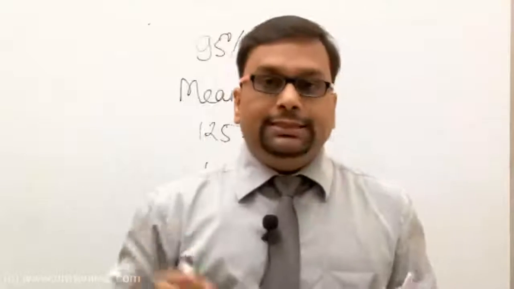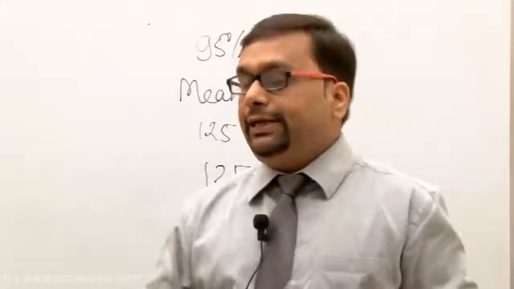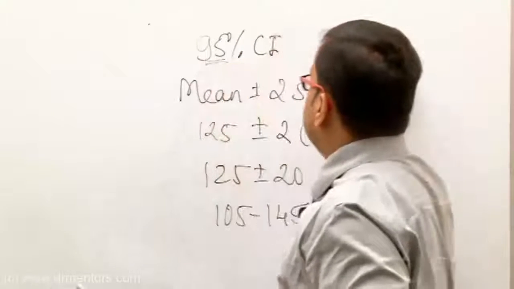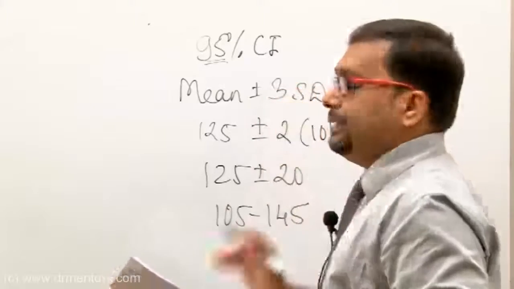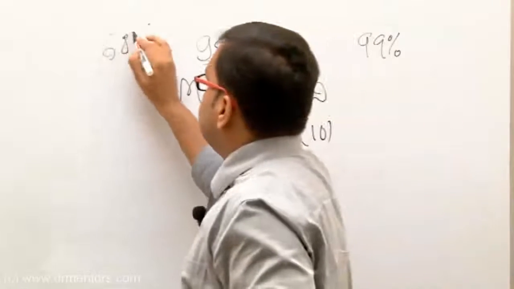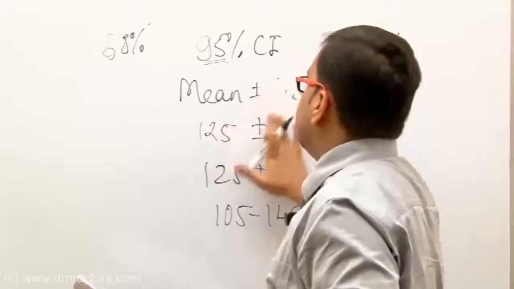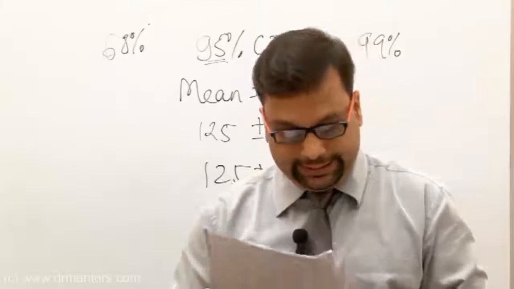Now in this question, same variation, next year they may repeat the same question, but instead of 95% they will ask 99%. What will change in the formula? Instead of 2 SD, you have to take 3 SD. If they are asking 68%, you just have to take 1 SD. So this is how they can change the question for the next exam.